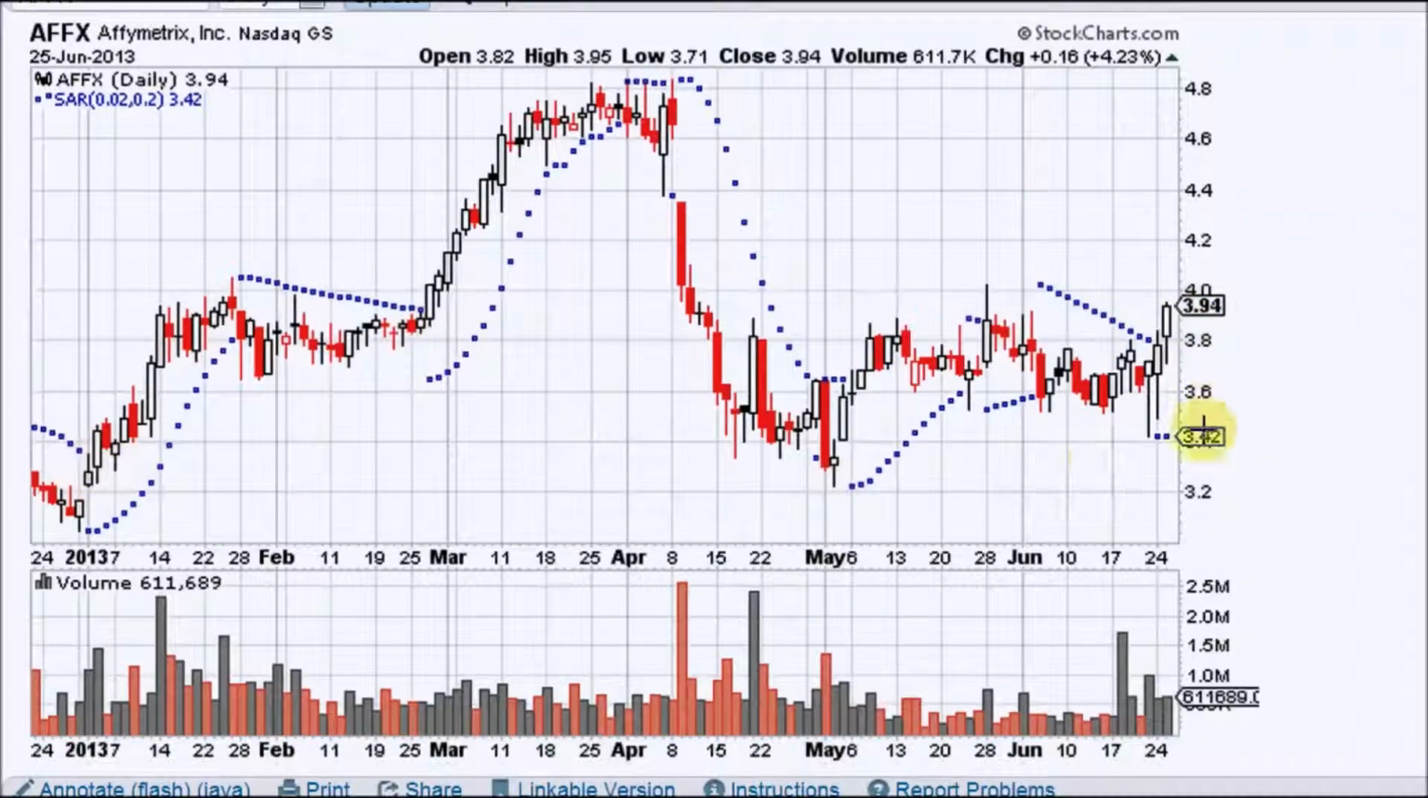So you were in at 340. You sold at 380 on this day here, the white candle. So that is a 40-cent gain on a 1,000 share trade. You just made $400 just by buying the second day of a SAR flip, selling the second day of a negative SAR flip.